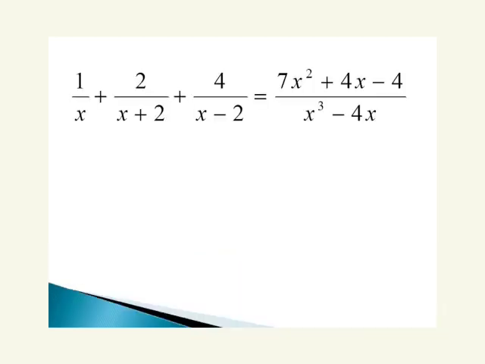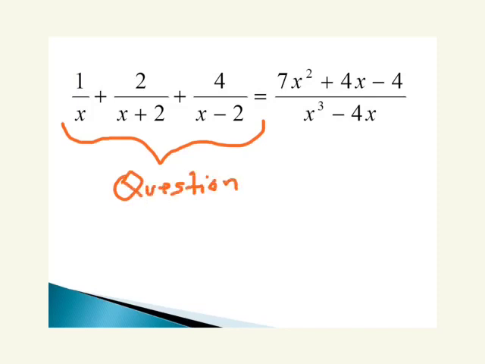As an introduction to partial fraction decomposition, I want to take a look at a problem like the one you see on the slide right now. This is a problem that we would have completed in the past. The left side of the equation is the problem that we would have been given. You can think of this as our question. And the right side of the equal sign is what you would have been finding. We could think of this as an answer.